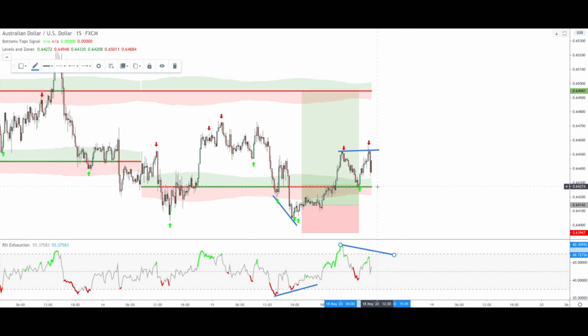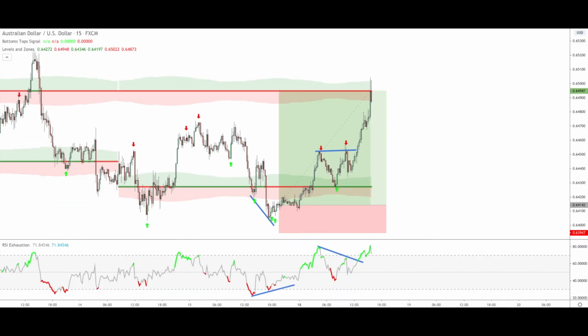because we have this support level. It looks like we have a target here. The price actually didn't even retest this support level. It went straight up. So we have closed the trade with a 4x return, which is great.